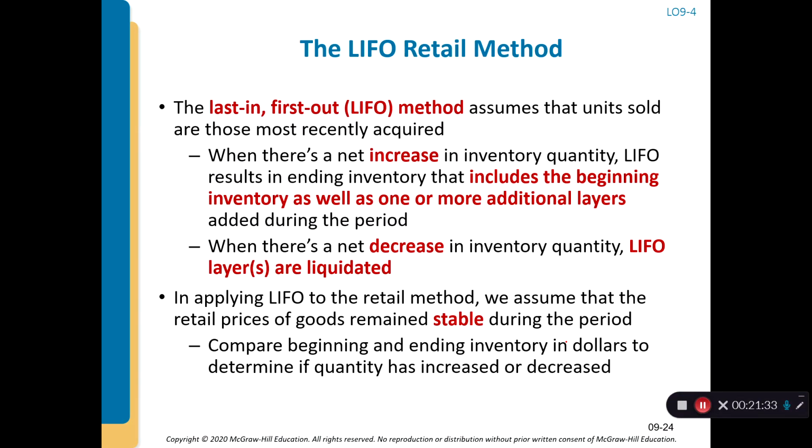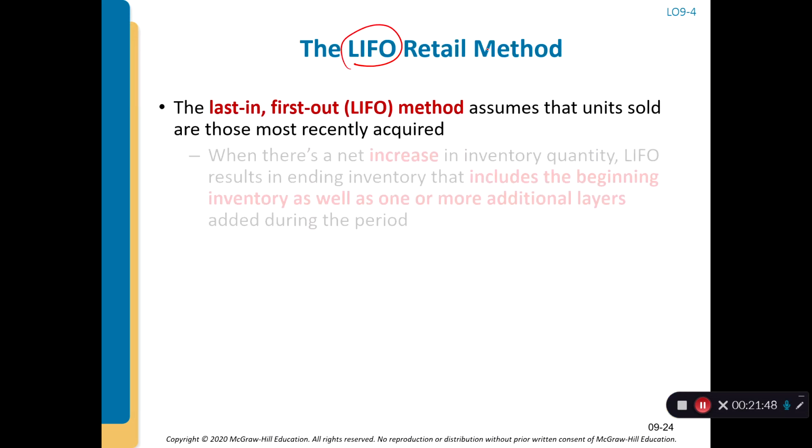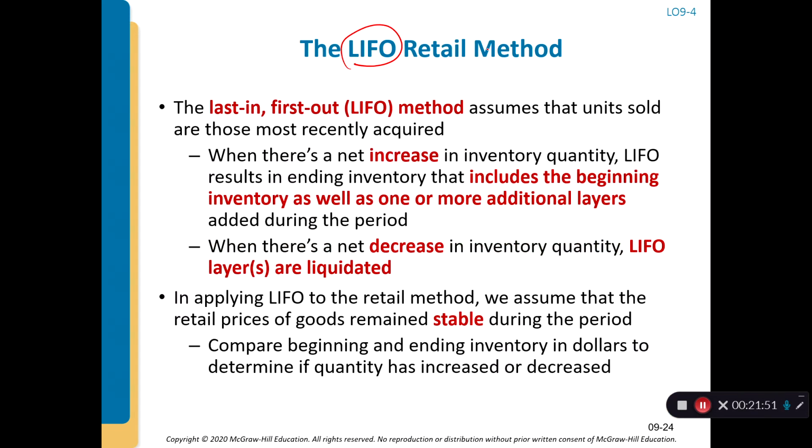Besides this, I also want to stress that the LIFO method under the retail inventory method is a little bit different. You can apply FIFO and average cost using the current method, but in terms of LIFO, I want you to use this method. First of all, LIFO is a very special and expensive method, right? It assumes units sold are the most recently acquired.